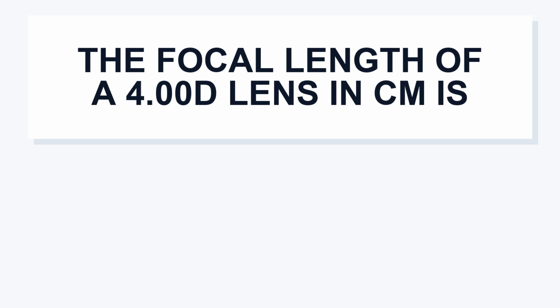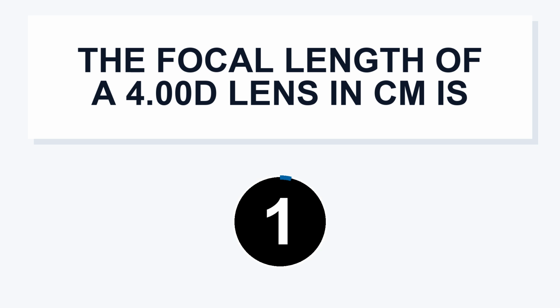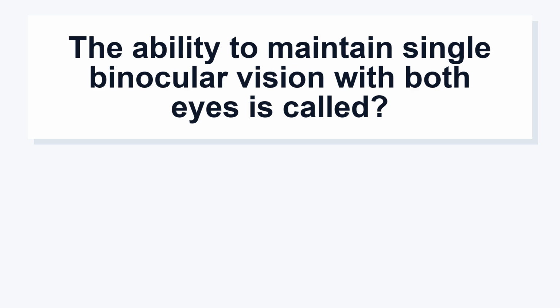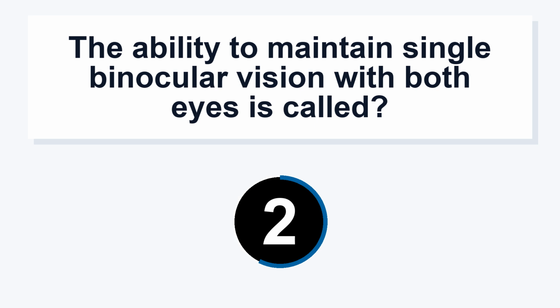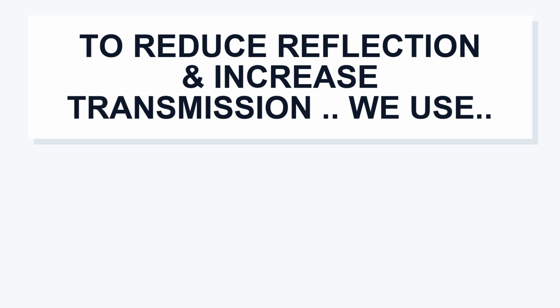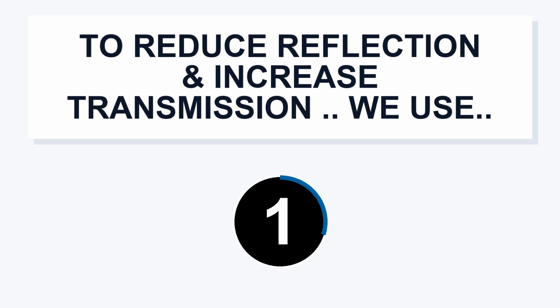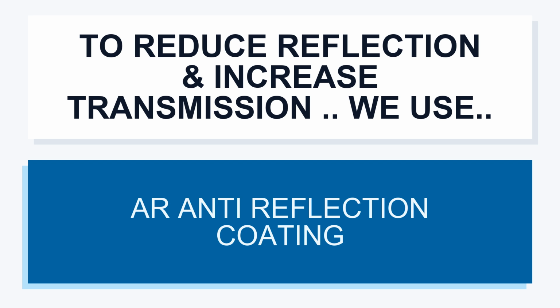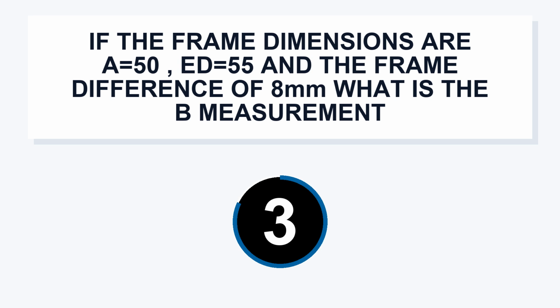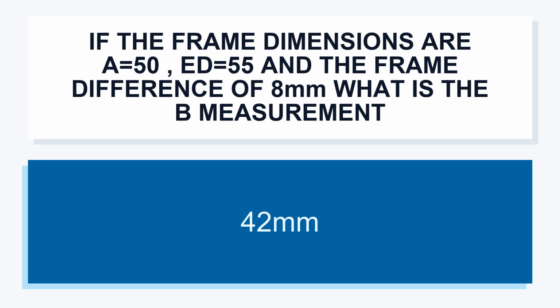The focal length of a 4.00 D lens in cm is 25 centimeters. The ability to maintain single binocular vision with both eyes is called fusion. To reduce reflection and increase transmission, we use AR anti-reflection coating. If the frame dimensions are A equals 50, ED equals 55 and the frame difference is 8 mm, what is the B measurement? 42 mm.